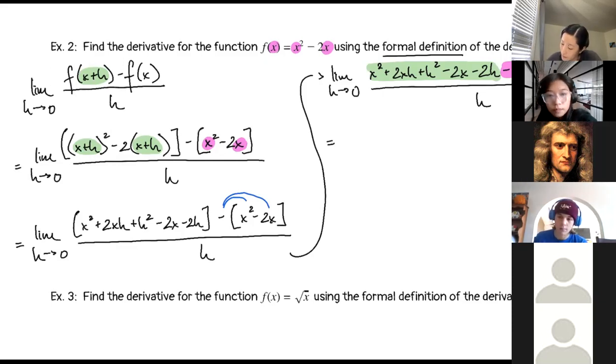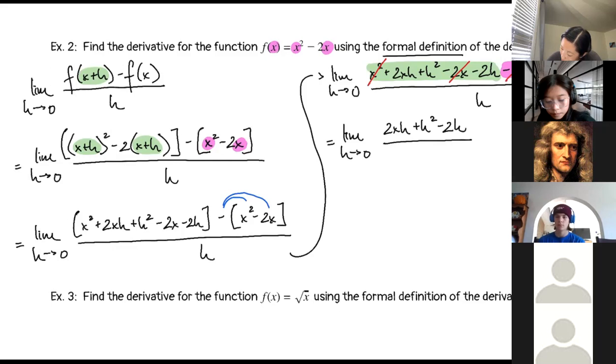Okay, so specifically, we might notice that x squared and x squared cancel. And we might see that negative 2x and 2x cancel. And so we're left with the limit as h approaches 0 of 2xh plus h squared minus 2h all over h.